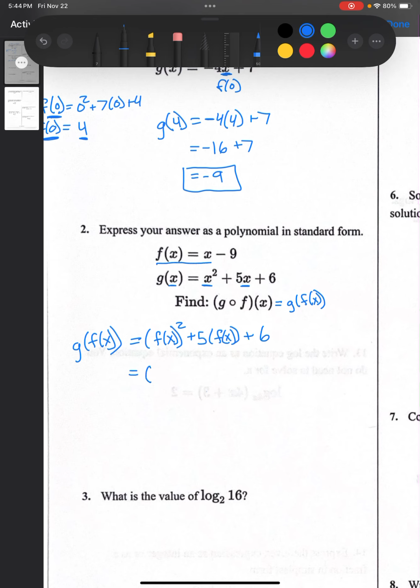We know f of x is x minus 9. So anytime we see an f of x, we do x minus 9 squared plus 5 times x minus 9 plus 6. So that gets us down to, this is x squared minus 18x plus 81, right? And then we have plus the 5x minus 45, that's from here, plus 6.